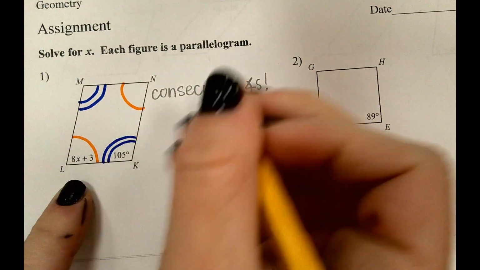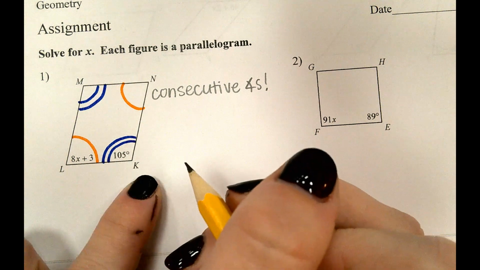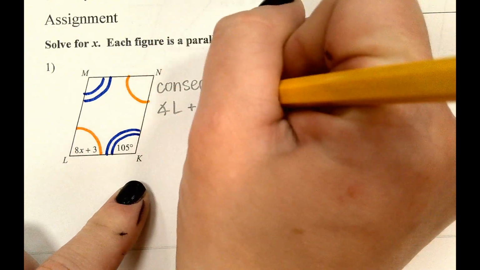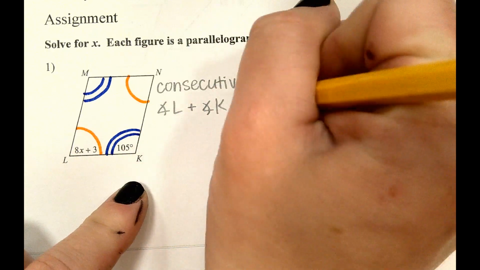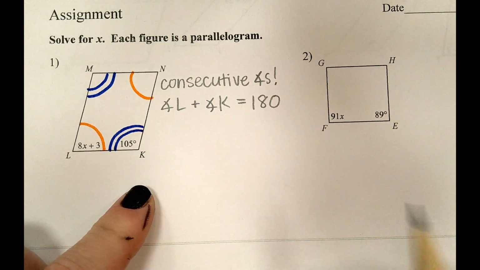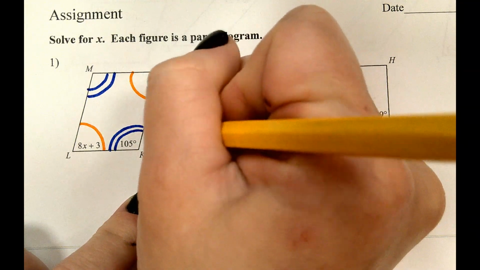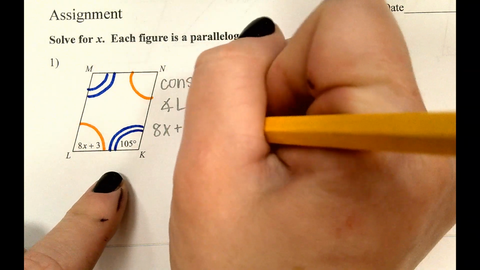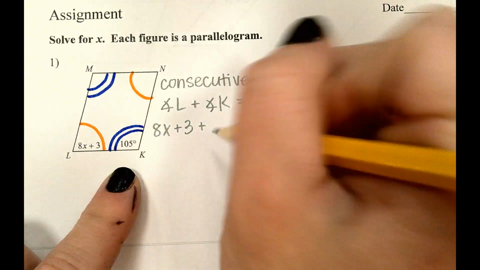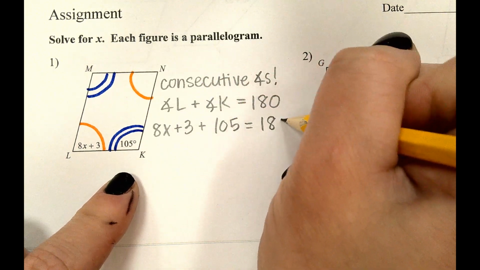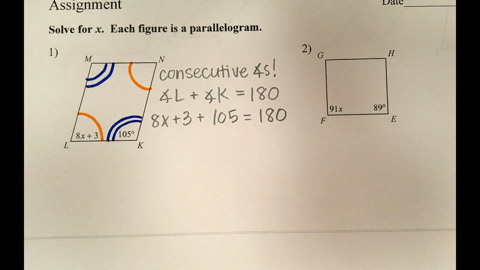So if I know that angle L plus angle K equal 180 degrees, the equation would be 8x plus 3 plus 105 equals 180. Perfect. We'll just plug in the values. 8x plus 3 plus K, which is 105, equals 180. And we just solve the equation like normal.